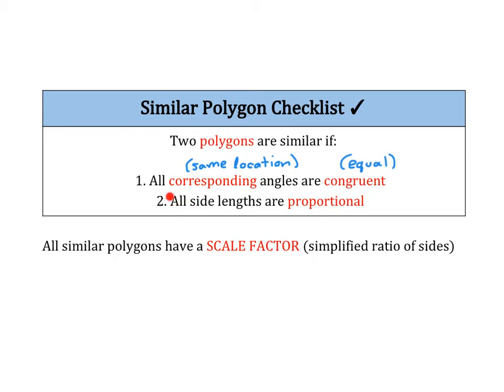The second requirement is that all side lengths are proportional. So we're going to set up different ratios for the corresponding sides, and check that the proportions are equal. All similar polygons have what's called a scale factor. It's essentially the ratio of the corresponding sides, simplified. And this scale factor just tells you the difference in size between the two similar polygons.